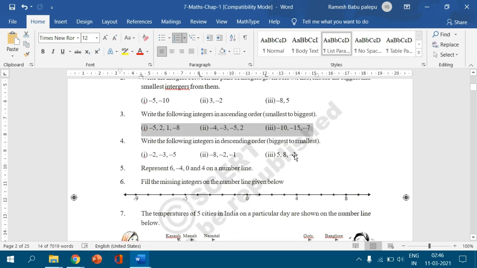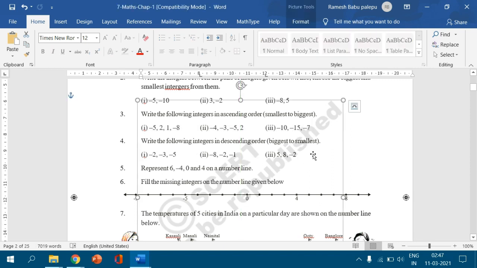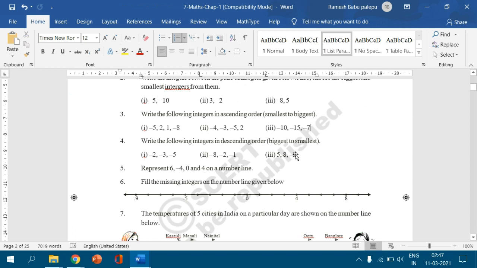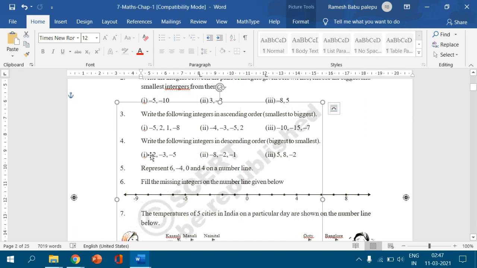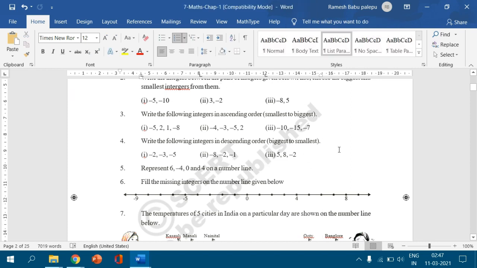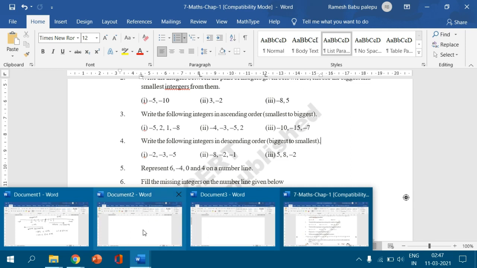Write the following integers in descending order. How are we going to write the integers in descending order? So what is the descending order? Big to small.